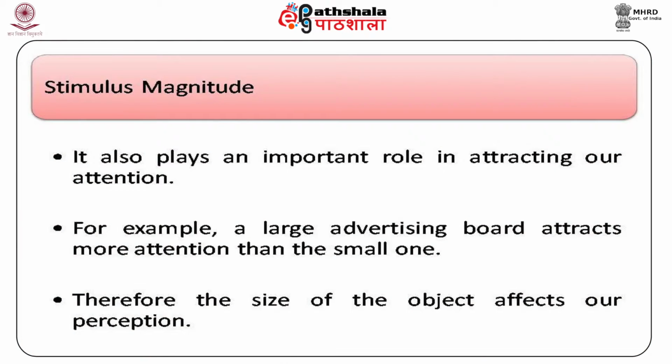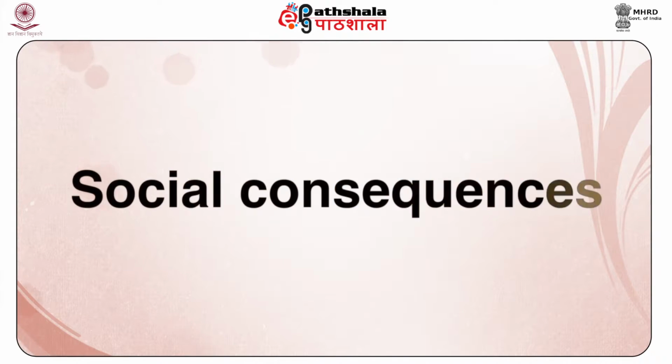Stimulus magnitude also plays an important role in attracting our attention. For example, a large advertising board attracts more attention than a smaller one. Therefore, the size of the object affects our perception. Social consequences: a category commonly used by others seems more ready. An example is in ambiguous situations; this can be confirmed by such social phenomena as stereotyping, conformity, or diffusion of responsibility.